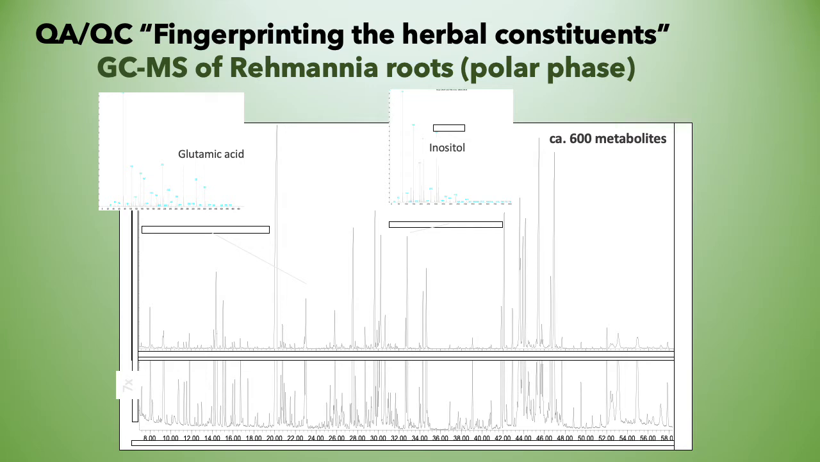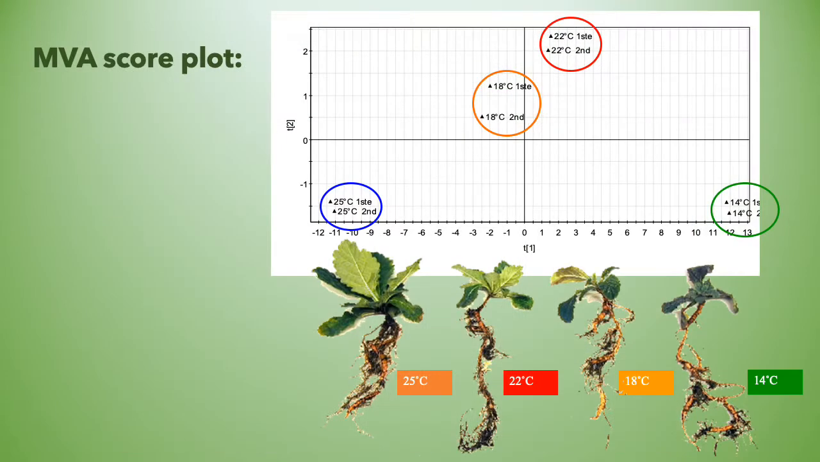So here we have used a fingerprint of the plant with GC-MS to measure the roots derived from the Rehmannia glutinosa. Here is an example showing the multivariate analysis of different temperature effects: 25, 22, 18, and 14. So their profiling and fingerprinting of chemical components in the roots are different.